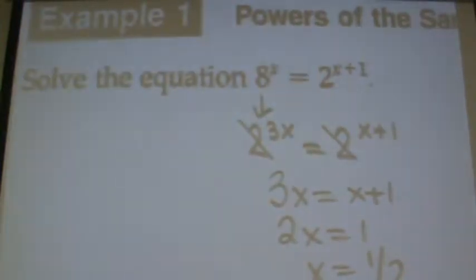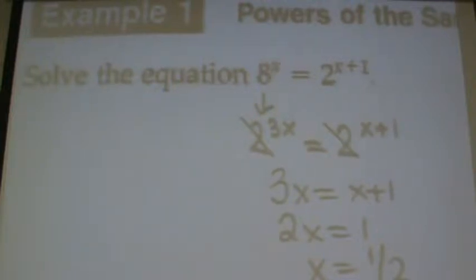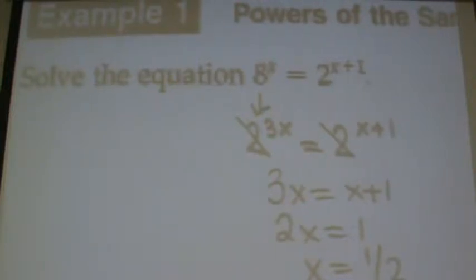Okay, now what if, in questions 1 through 8, those will all be like that. You will be able to get them all in the same base. But there will be a time where you can't get them in the same base, like this one. What happens when you can't get them in the same base? This is what you do.